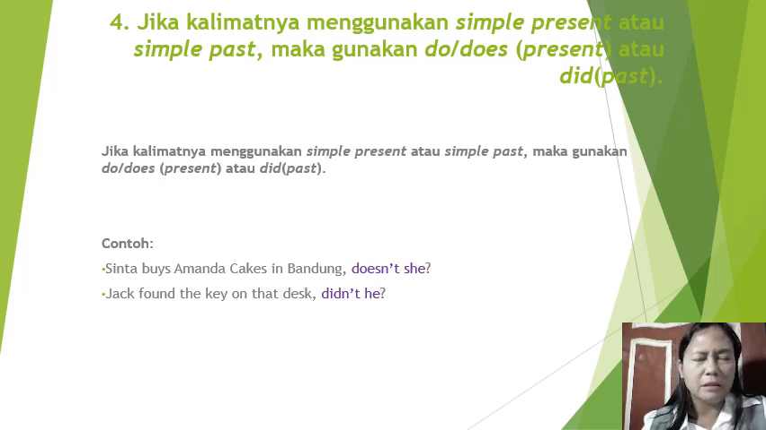Tag, it means that, doesn't she? So we follow the first requirement: if the sentence is positive, the tag is negative. If the sentence is negative, the tag is positive. This indicates present tense, so use does. And because this is a tag, doesn't she, because the sentence is positive.